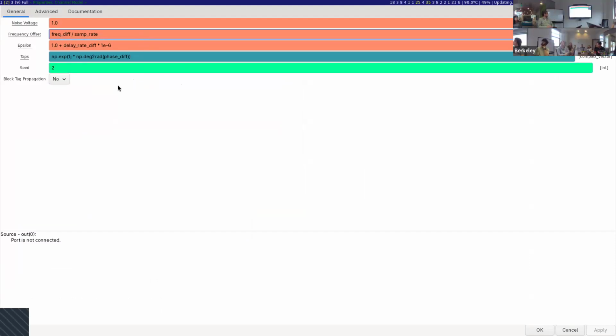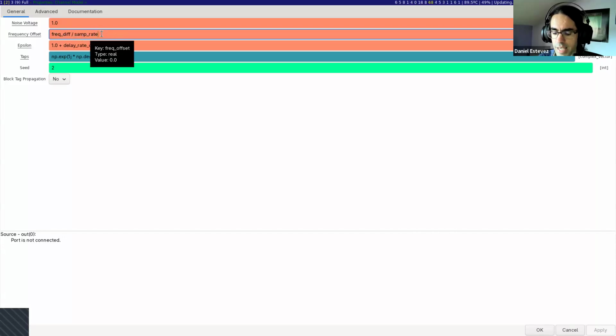Okay, I can go through the formulas again. And hopefully that will be clear. So for the frequency offset, I divide the frequency difference by the sample rate because this is supposed to be entered in cycles per sample. And then I have hertz in here and samples per second. So hertz is cycles per second. And so the dimensional analysis of this formula gives me cycles per sample, which is what I want.